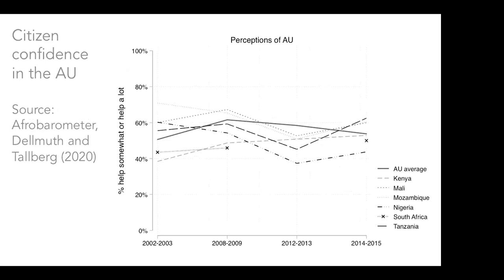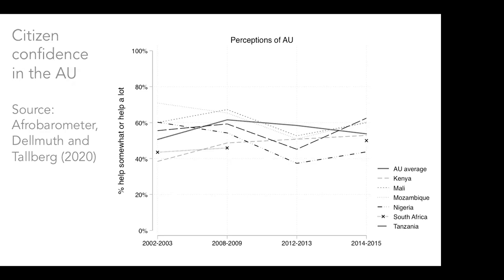Here you see public trust in the African Union. This is the percentage of people thinking that the African Union helps the country somewhat or helps a lot. And again, the bold line depicts the average trajectory for trust in the African Union. And this is data from the Afrobarometer. So you can see that since 2002, there have been fluctuations, but a relatively stable pattern. So no decline here either.